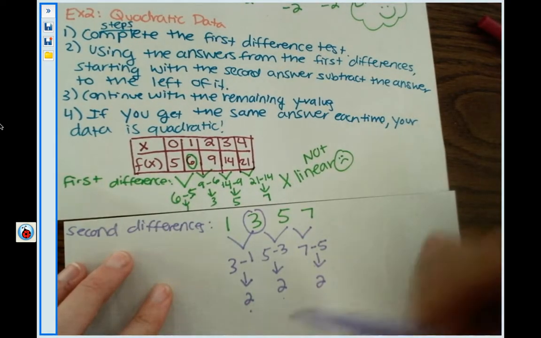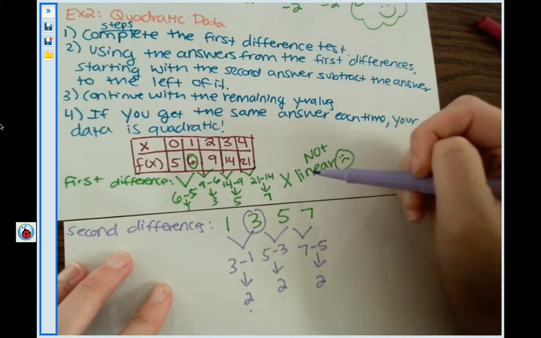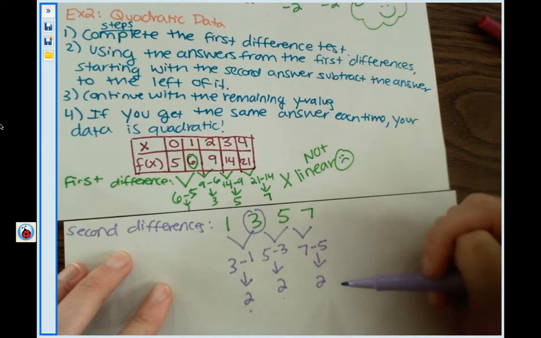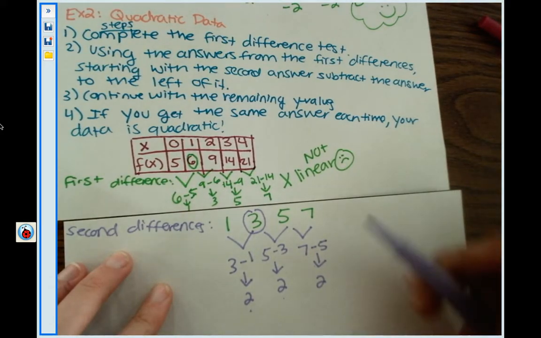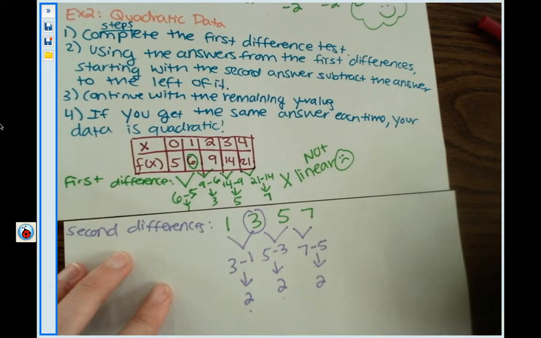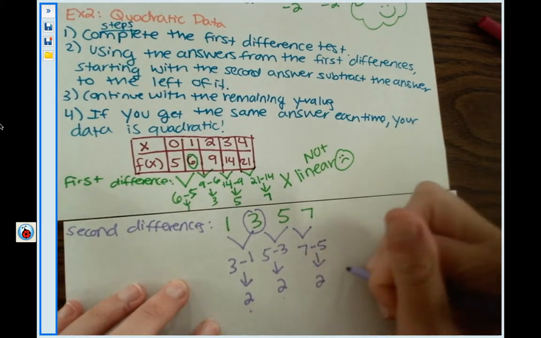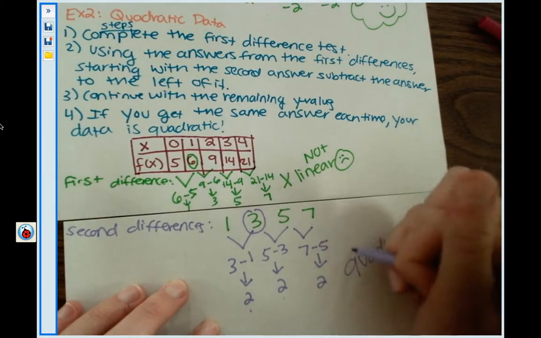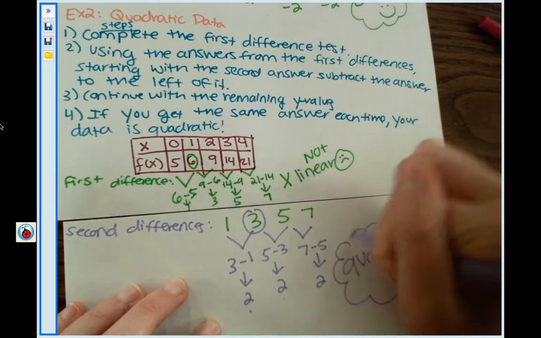So, if you do a first difference test and it fails us, and you use the answers from the first difference test and do a second difference test, and then you get the same answer, what you have discovered is quadratic data. So this is quadratic. Holy hot dog, you guys. Okay, so that would be my answer on this one. This one is quadratic data.